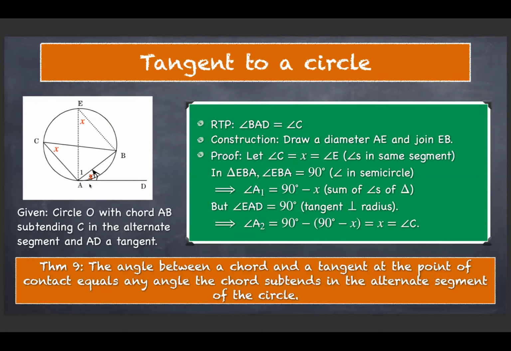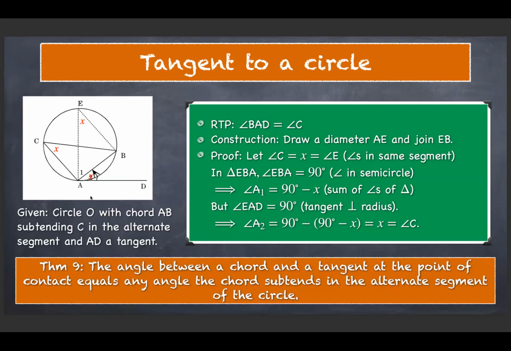And then we have our famous tan chord theorem. The angle between a chord and a tangent at the point of contact equals any angle the chord subtends in the alternate segment of the circle. I basically think that they call it angles in the alternate segment. So if you take angle A there, I've labeled it as X. I've labeled this as angle X.